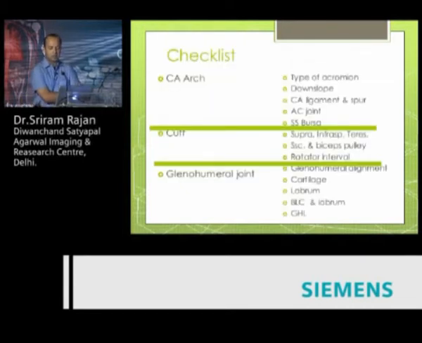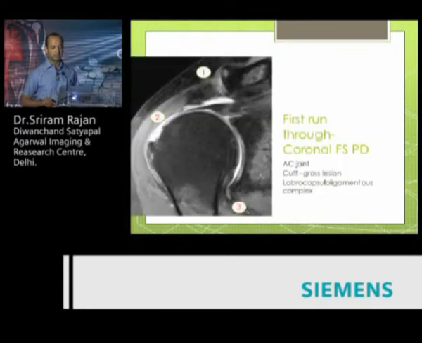In short, our detailed checklist is a very long list. For the CA arch, we look at the acromion, whether there's a downslope, CA ligament and spur or ridge. We look at the AC joint and subacromial subdeltoid bursa. The cuff, we look at all tendons, the biceps pulley, and the rotator interval. The glenohumeral joint, we look at alignment, cartilage, labrum, the biceps labral complex, and glenohumeral ligaments. So just some ways of showing this to you.